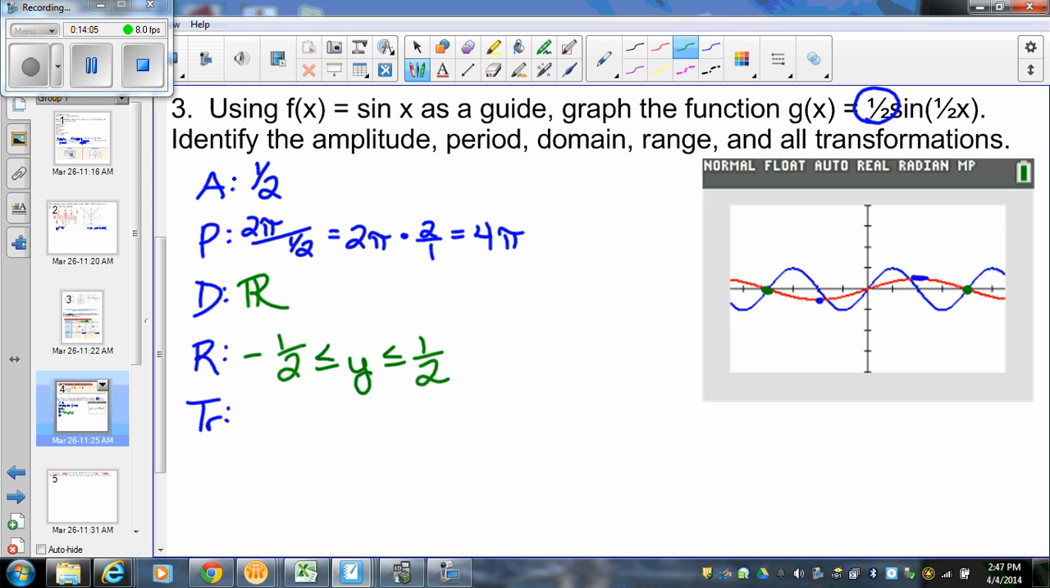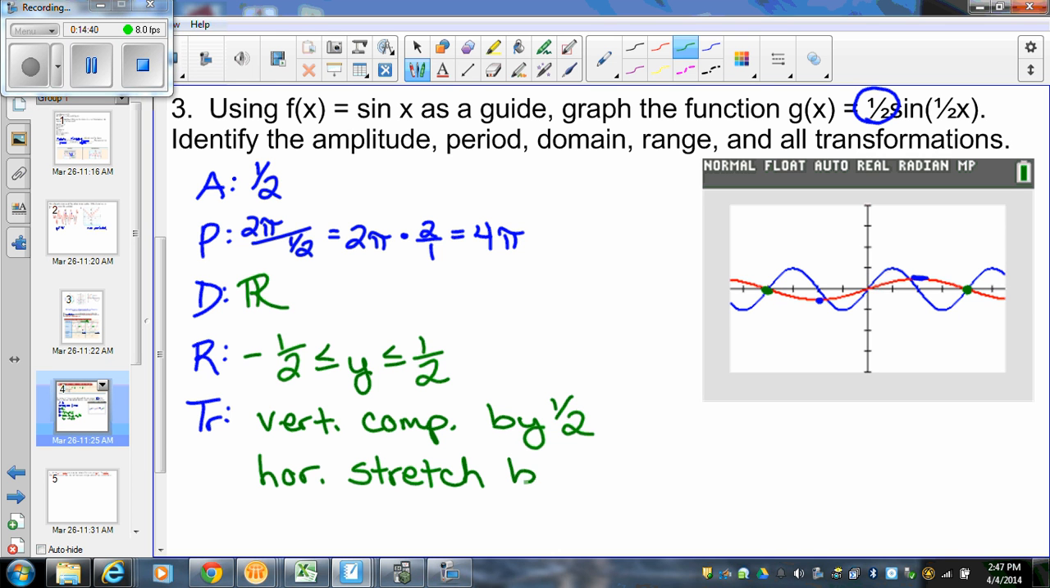And then the transformations, that positive 1/2 out in front acts like any value that's multiplied in front of your function. And that's where our vertical compression by 1/2 comes from. And then the 1/2 inside the parentheses multiplied by the x, that acts as a horizontal compression or stretch. And remember, anything we do horizontally, we do opposite. So for example, since our period went from 2 pi to 4 pi, it actually stretched by twice as much. So we have a vertical compression by 1/2 and a horizontal stretch by 2.